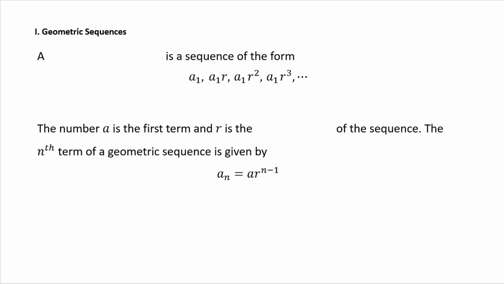Roman numeral 1, Geometric Sequences. A geometric sequence is a sequence of the form a sub 1, a sub 1 times r, a sub 1 times r squared, a sub 1 times r cubed, and so on. The number a, or a sub 1, is the first term, and r is the common ratio of the sequence. The nth term of a geometric sequence is given by the formula a sub n equals a times r to the power of the quantity n minus 1.